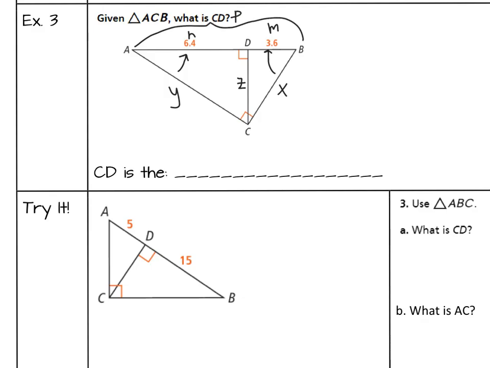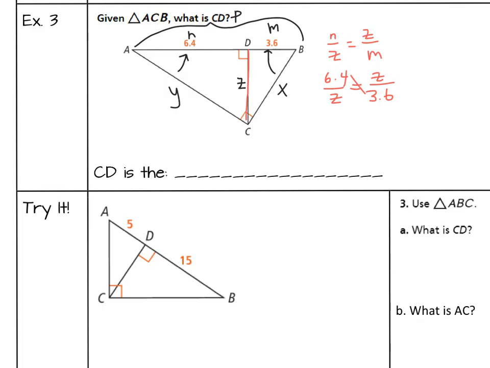All right, so we're asked to find CD. That's the segment in the middle. We're asked to find this segment. The formula is that segment equals part times part. So I'm going to do N over Z equals Z over M. So the inside segment equals the two parts multiplied together on the outside. N times M, that's going to be 6.4 over Z equals Z over, excuse me, 3.6.